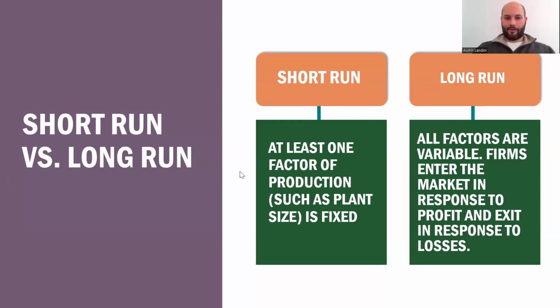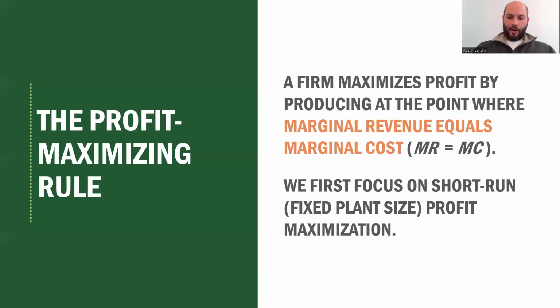Right? In the short run, at least one factor of production, such as your farm size or factory size, is fixed. So in the short run, we've already sort of introduced our profit maximizing rule, marginal cost equals marginal revenue. But basically the process is going to be, we figure out where the point is that marginal revenue is equal to marginal cost.